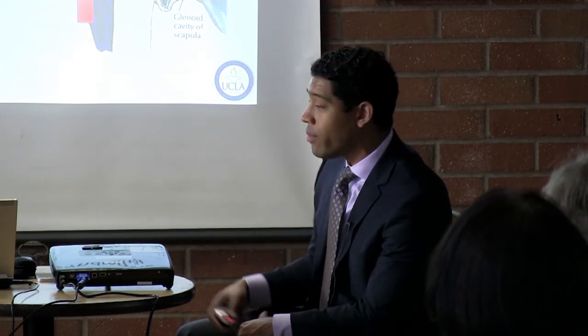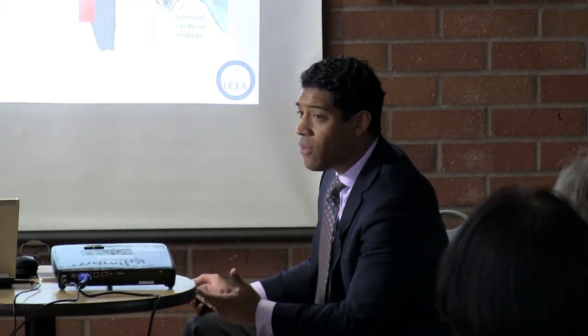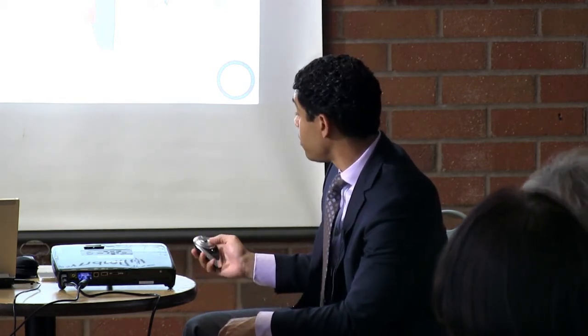So impingement syndrome, how does it present? People usually walk into my office and complain of an ache or burn at the deltoid insertion right here. So even though the problem is up here, patients actually feel the problem down here. It doesn't make much sense, but it's usually a clue. Pain with overhead activities, like we talked about before. Usually there's really no traumatic incident that they can recall, just a gradual, insidious onset of pain. Night pain really clues me into rotator cuff problems. And typically they don't have weakness unless there's actually a real tear that has caused some atrophy of the muscle and poor function.